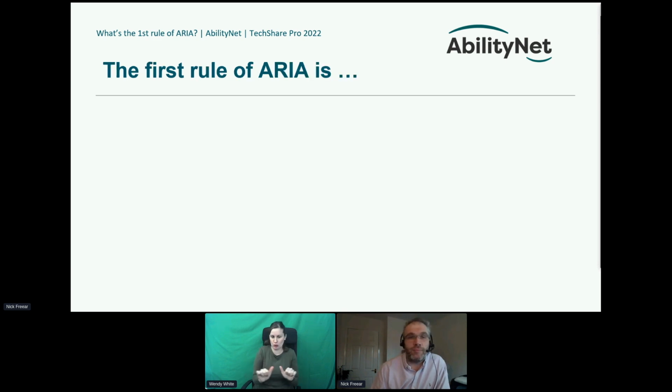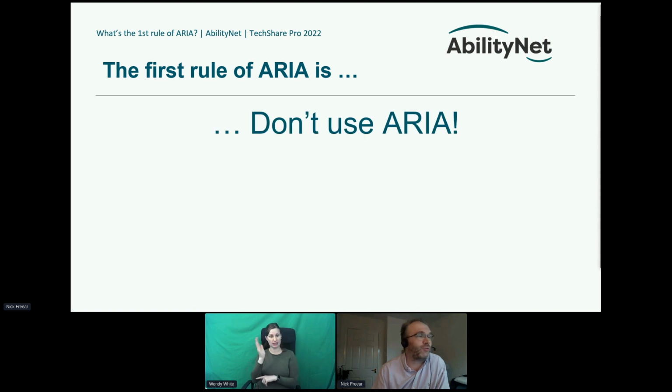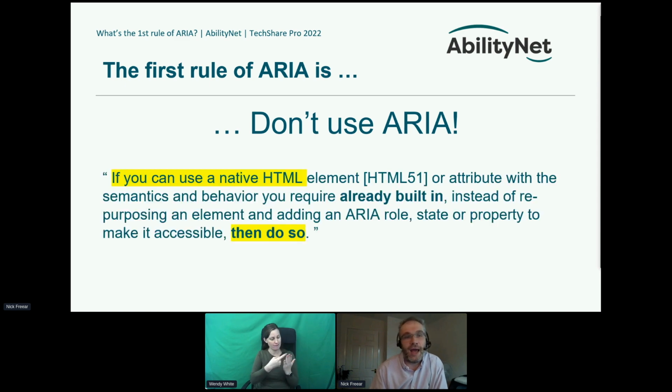So what's the first rule of ARIA? That's obviously given the name to this presentation, this session. It is to not use ARIA. In more detail, there's a document the World Wide Web Consortium has published called Using ARIA, and it has some rules, and it says that if you can use a native HTML element or attribute with the semantics and behavior that you require that's already built in, instead of repurposing an element and adding a role, state or property to make it accessible, then do so.